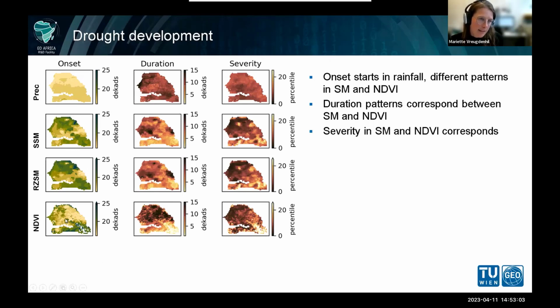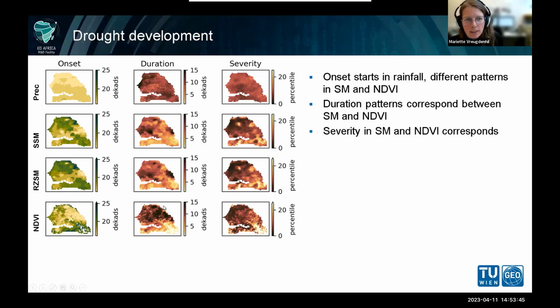Although the negative anomalies in the NDVI were already a little bit earlier, as you can see. But spatial patterns correspond much more to the onsets of the surface soil moisture than they do to the precipitation. The same is also true for the duration and the severity. So what we can see is that the duration and the severity in the precipitation are for the whole country very similar, right? For the soil moisture, the root zone soil moisture and the vegetation, we can see a little bit more variation, where the duration and severity were most strong in the northwest of Senegal for soil moisture and root zone soil moisture, and this is also in the vegetation.